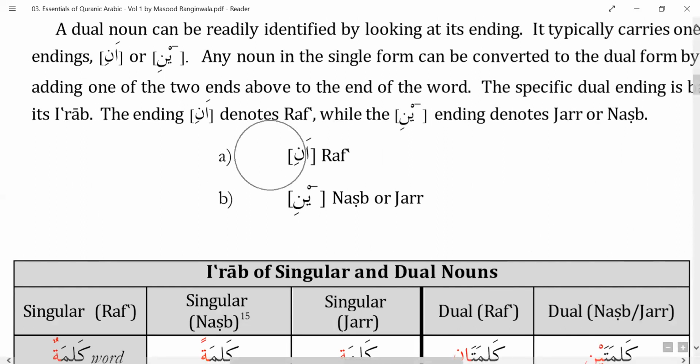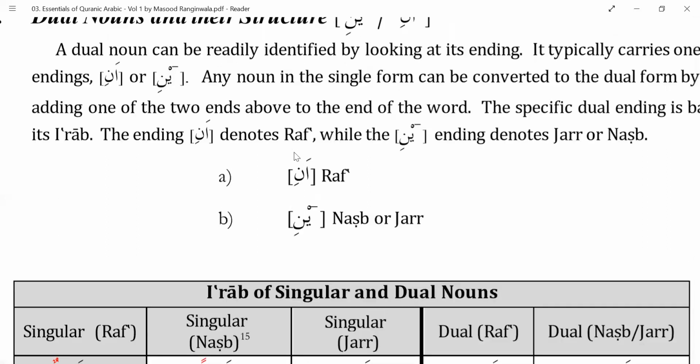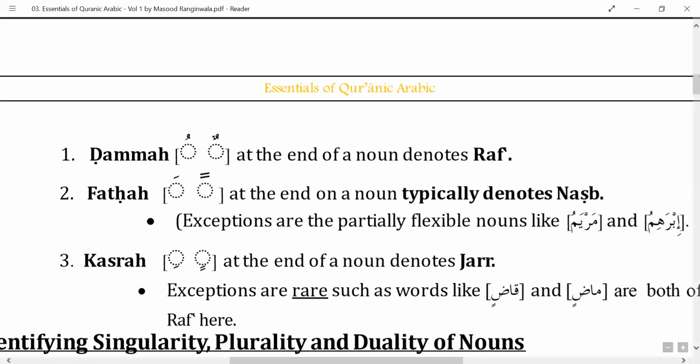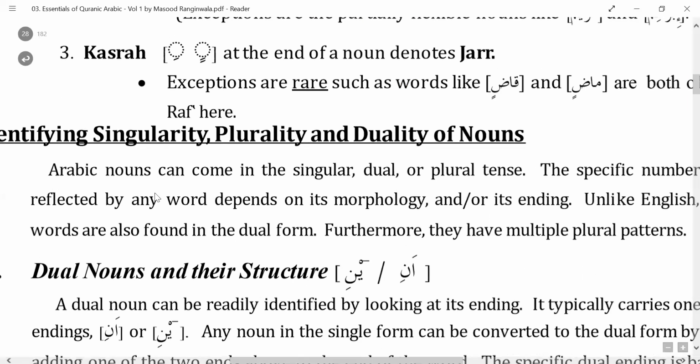That is what we have done until now. In total, you need to learn 6 combinations. This is 2: Ani and Aini. If the word is ending in Ani, you will say it's Rafa. If you don't find any combination of all those 6 combinations, then and only then will you come back to looking at the haraka of the last alphabet.